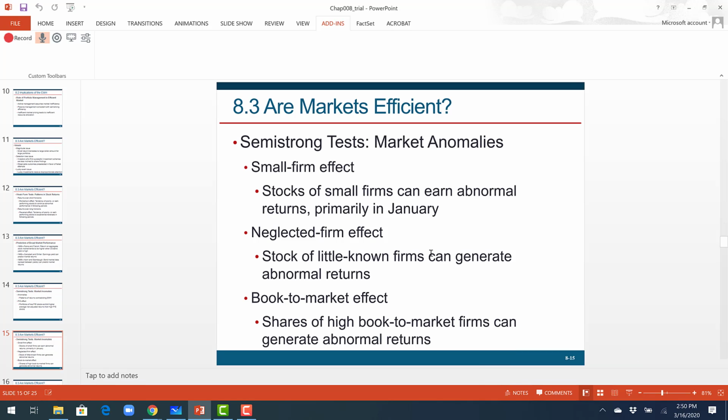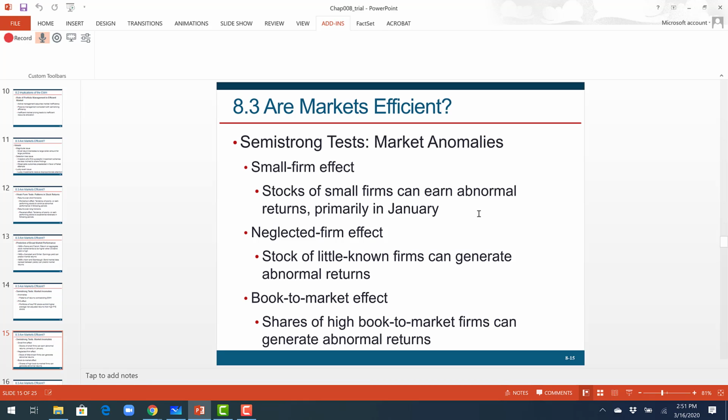Okay, so small stocks do better in January. Why? One popular explanation is that towards the end of the year, when people are looking at their gains and losses from their investments, they want to take the losses, because losses can be used to offset gains and reduce the tax liability, right?